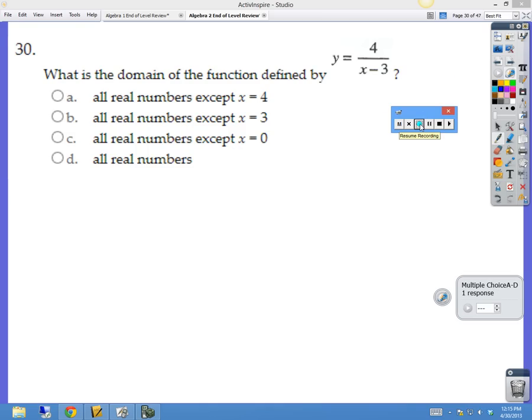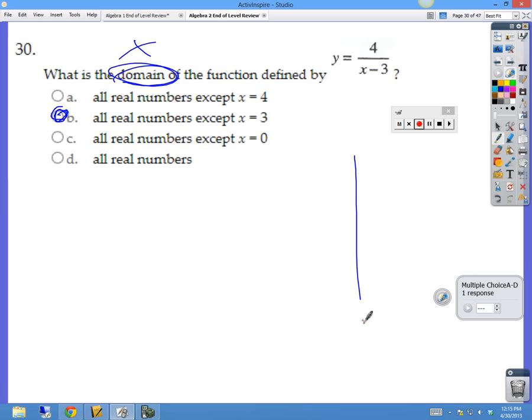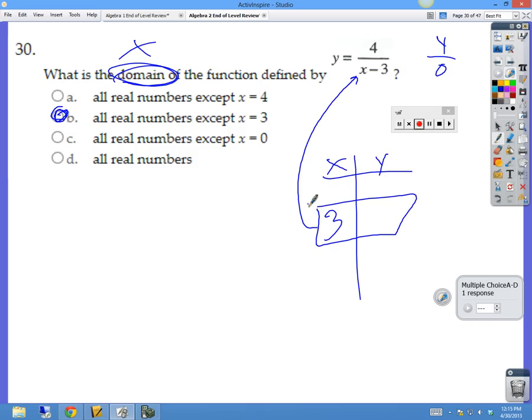What about 30? It is B. So look, domain is x's. So why is your answer B? What happens when you choose x to be 3? Then you'd have 4 divided by 0. This is a scenario that you can never ever have. You can never divide by 0 because that's undefined. So x can be anything you want, but there's a huge problem when it's 3. So x can be anything, but don't ever let it be 3.